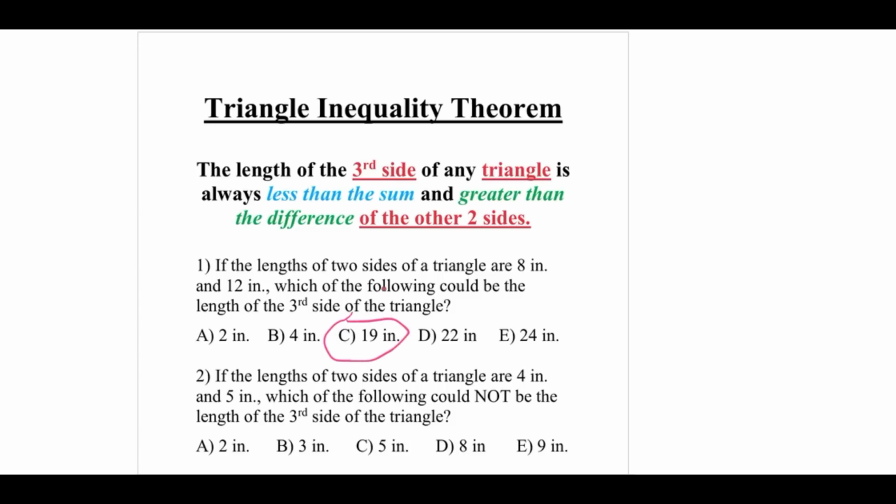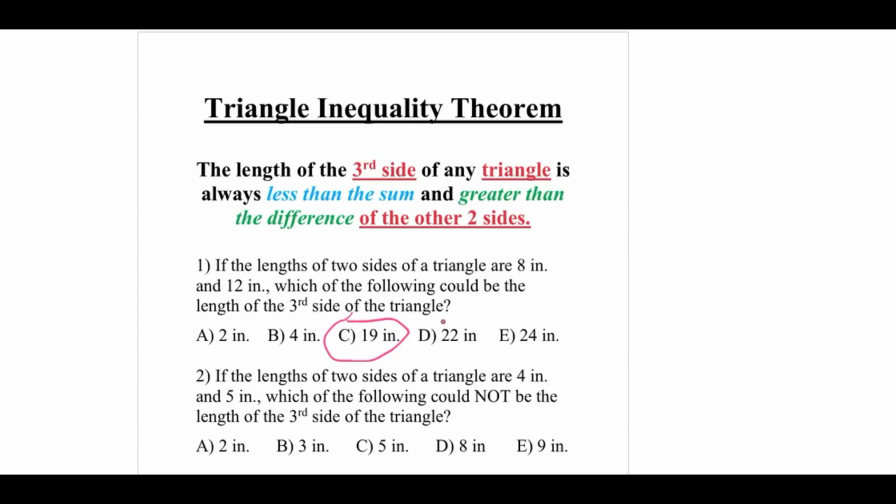Number 2, if the lengths of two sides of a triangle are 4 inches and 5 inches, which of the following could not be the length of the third side of the triangle? Well, these are not right triangles. They could be, but most students look at this question and they start to make a right triangle and do the Pythagorean theorem. That's not the case. It's not a right triangle. It may be, but it doesn't say that it is. So use the triangle inequality theorem.